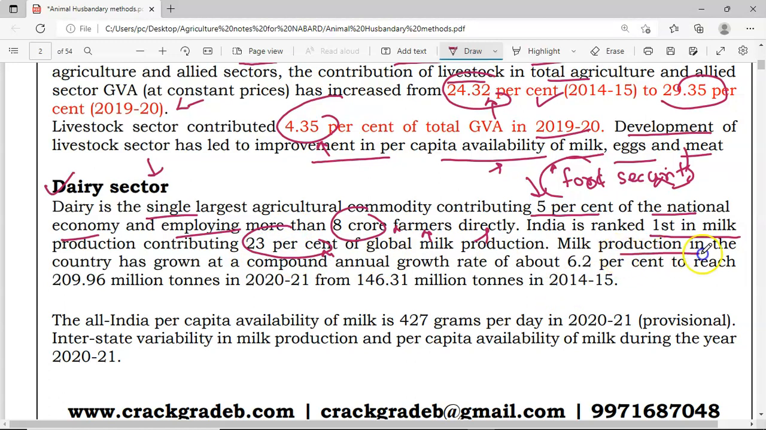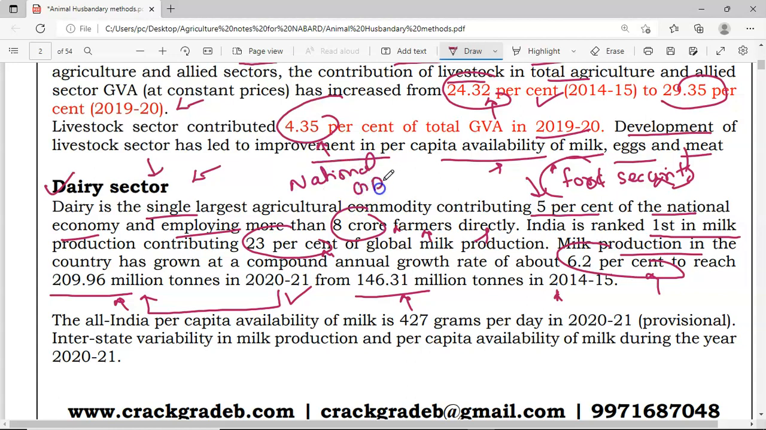Milk production in the country has grown at the rate of 6.2% to reach 209.96 million tons in 2020-21 from 146.31 million tons in 2015. This growth also shows that if we want to increase our national income, our GDP and our GVA, it directly depends upon the dairy sector. Why? Because it is contributing 5% to the national economy.